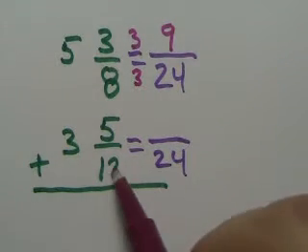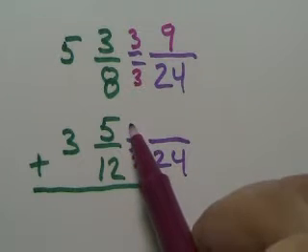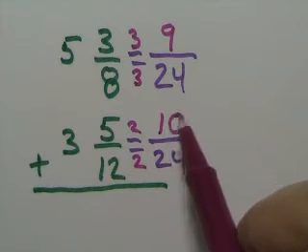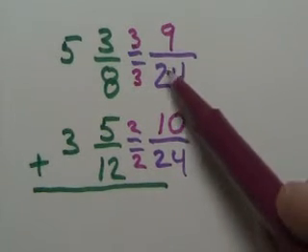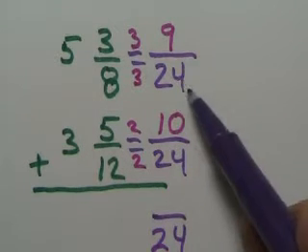I'll go do it again. 12 times something is 24. That would be 2. I'm going to put the same number up on top here. 5 times 2 is 10. So now I'm going to keep the same denominator. The denominator is 24. I'm keeping the same. See, they have the same denominator.